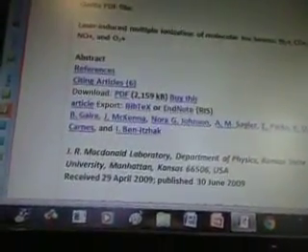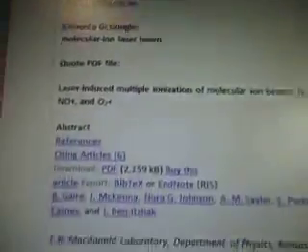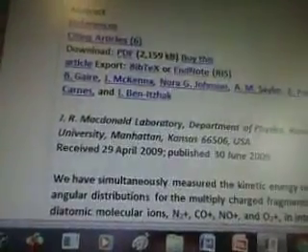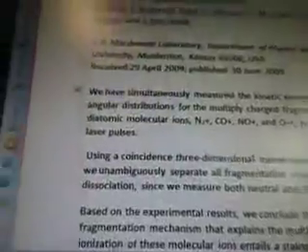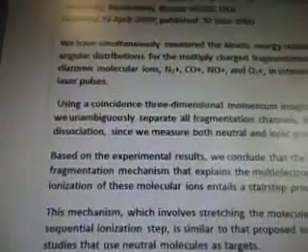I'm going to quote a PDF file. Laser-induced multiple ionization of molecular ion beams N2+, CO+, NO+, and O2+. Okay, so that's from 2009, Kansas, USA. We have simultaneously measured the kinetic energy release and the angular distributions for the multiply charged fragmentation of diatomic molecular ions N2, CO, NO, O2 in intense ultra-short laser pulses.